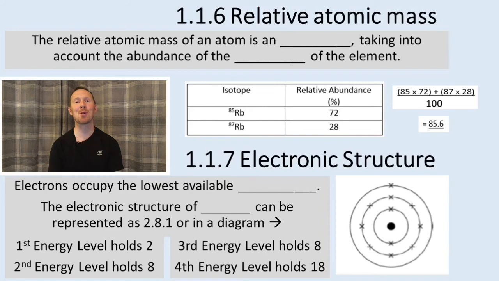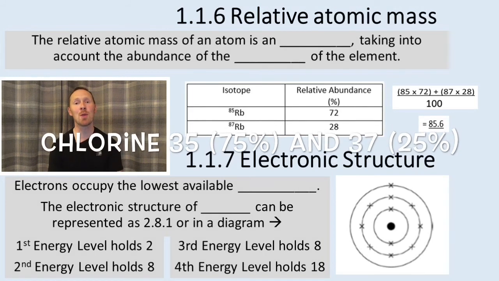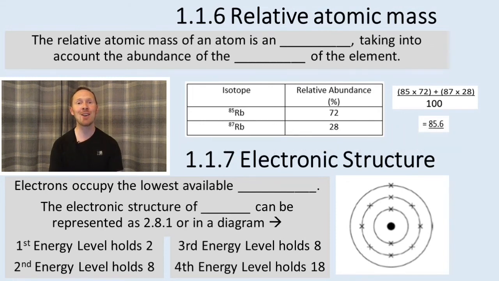Another example you'll come across is this. The most common isotopes of chlorine are chlorine-35 and chlorine-37. So on average, there's 75% of chlorine-35 and 25% of chlorine-37. So the calculation would be this. It would be 35 times 75 plus 37 times 25, divided by 100. And if you do that on your calculator, you'll get the answer of 35.5, which is the mass you'll see recorded in the periodic table.